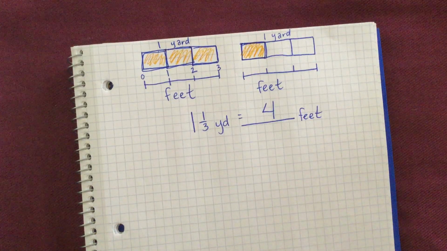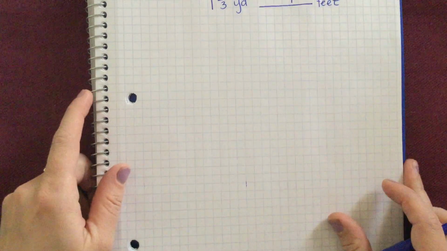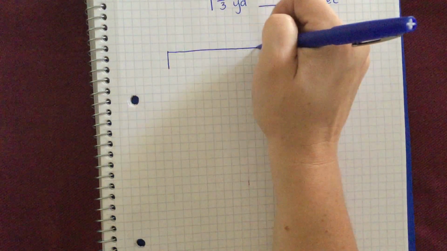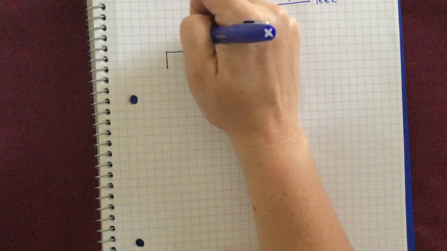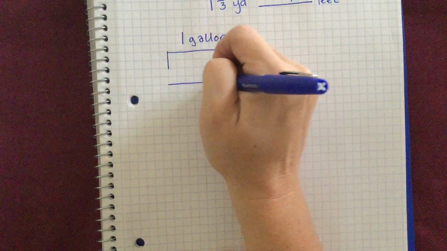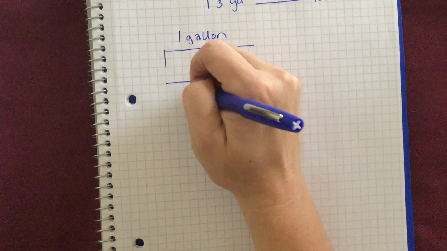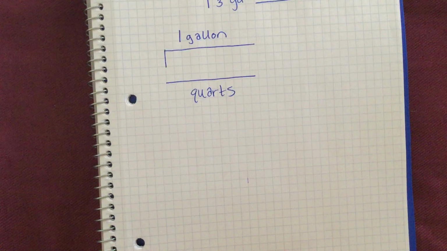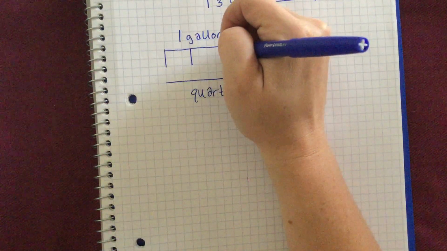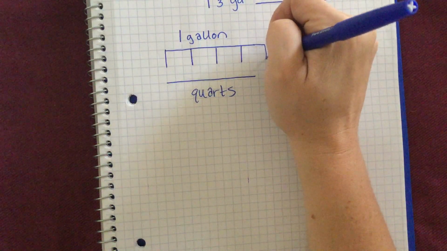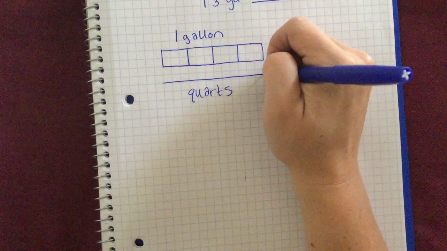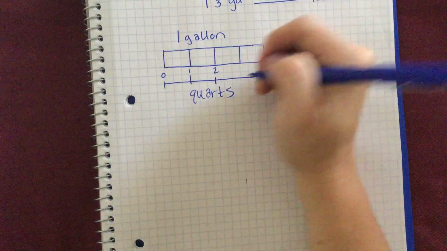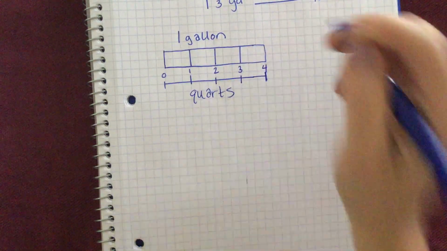Awesome. Let's try it with a different unit. Let's look at capacity. So we all know that gallons are the largest unit that we've been working with in capacity. So if this represented 1 gallon, and I was looking at the next smallest unit down, the next smallest unit down would be quarts, right? How many quarts are in 1 gallon? That's right. There are 4 quarts in a gallon. There's 0 right there. 1 quart, 2 quarts, 3 quarts, 4 quarts.